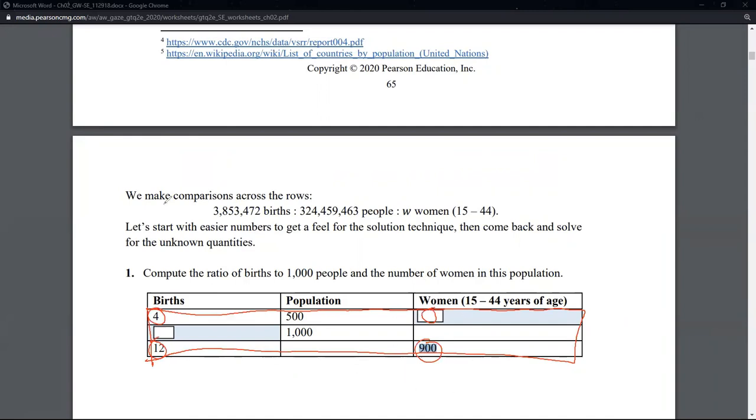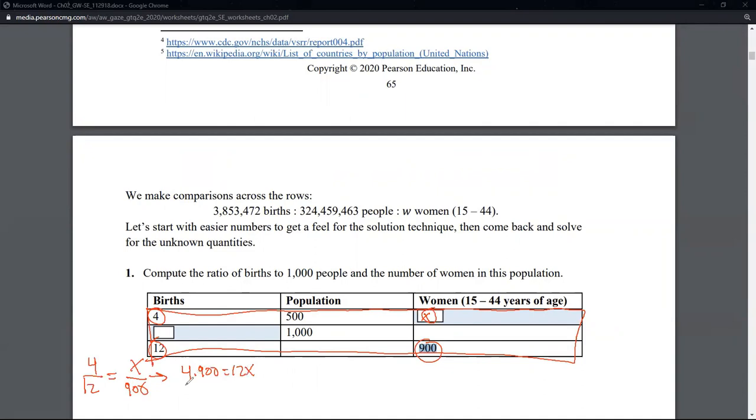So my red ink, let me squeeze that in over here. And again, I like to do top over bottom, so I'll go 4 over 12 is equal to x over 900. So I'm going to call this an x. Number, number, number, variable, perfect. We can cross multiply. So we'll get 4 times 900 is equal to 12 times x.